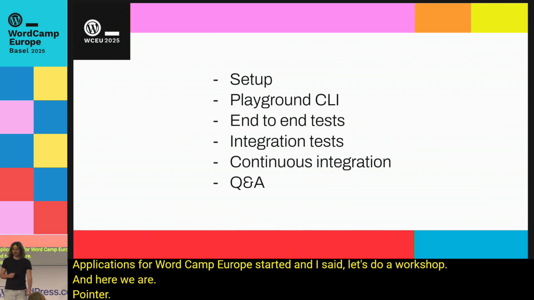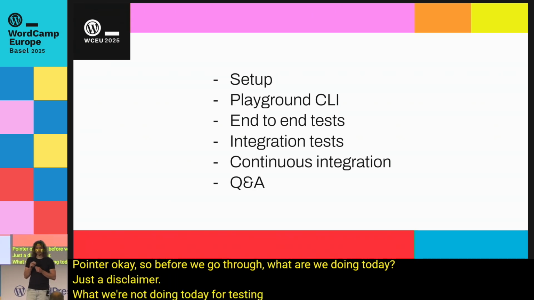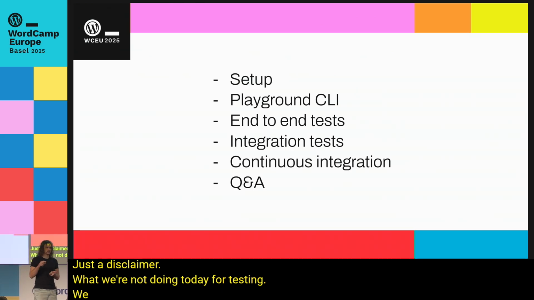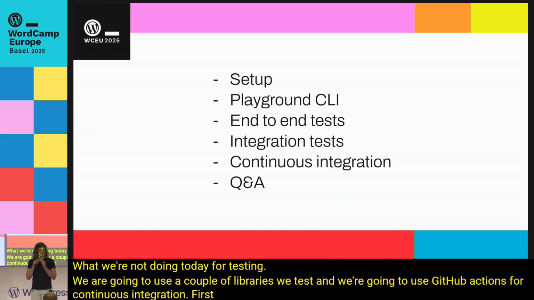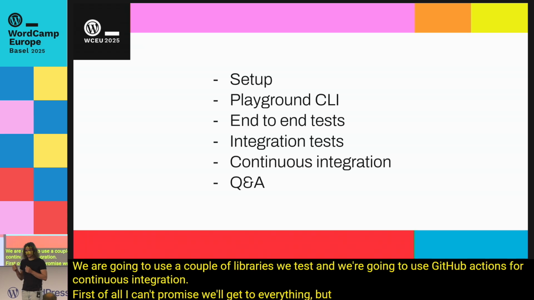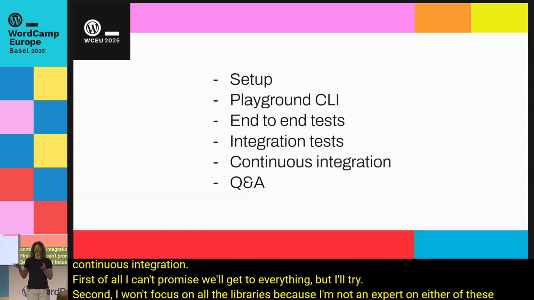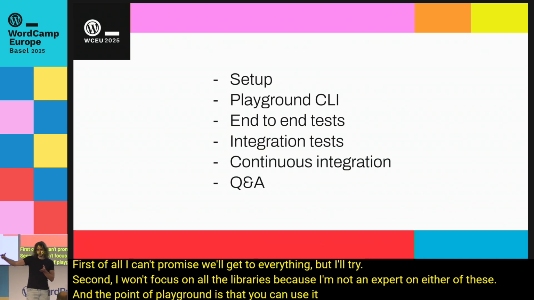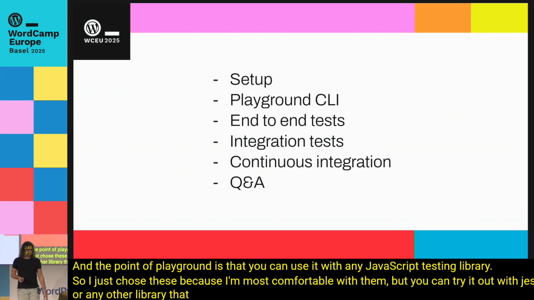So before we go through what we are doing today, just a disclaimer of what we're not doing today. For testing, we're going to use a couple of libraries, Playwright and Vitest, and we're going to use GitHub Actions for continuous integration. First of all, I can't promise we'll get to everything, but I'll try. Second, I won't focus on all the libraries, because I'm not an expert on either of these. And the point of Playground is that you can use it with any JavaScript testing library. So I just chose these because I'm most comfortable with them. But you can try it out with Jest or any other library that you typically use.